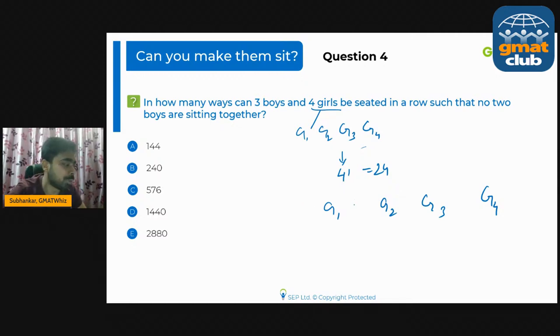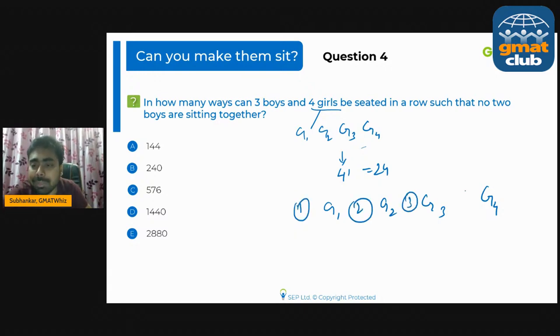Okay, only one of them. I cannot put multiple boys. I can put only one boy in any of these gaps. Right, so can I put a boy here? Yes, that's a gap, because if I put only one boy here, that is not going to sit alongside another boy, so that's fine. So this is one place I have, this is another place, another place, another place, and this is another place. So ultimately, for the boys, I get 5 places.